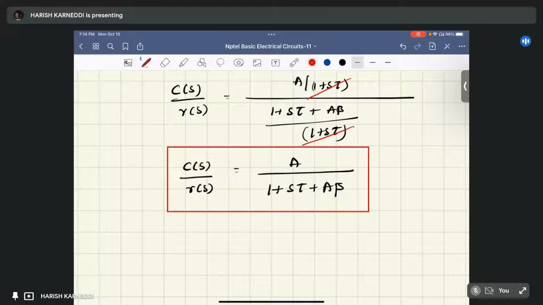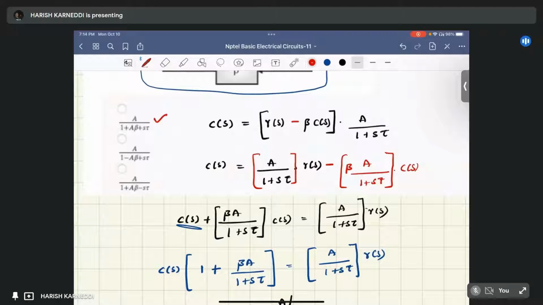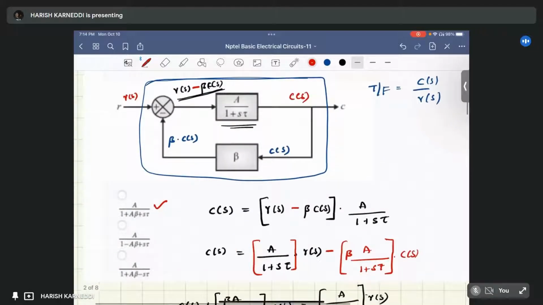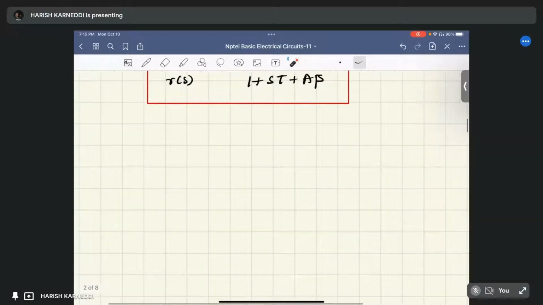The output function by the input function is the transfer function. The transfer function equals A by 1 plus s tau plus A beta, that is A by 1 plus A beta plus s tau. The generalized formula here, since it is a negative feedback, to obtain the closed loop transfer function of negative feedback, we can write.